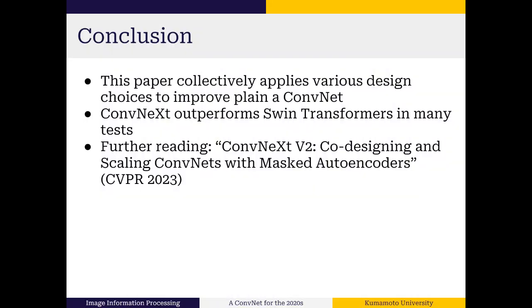As a conclusion, this paper collectively applies various design choices, which were proposed in different studies to improve a plain ConvNet. So in other words, this paper did not really propose any novel idea other than compiling other techniques into one network. However, the proposed ConvNet managed to outperform Swin transformers in many tests while keeping the same computational requirements and has made ConvNet great again.